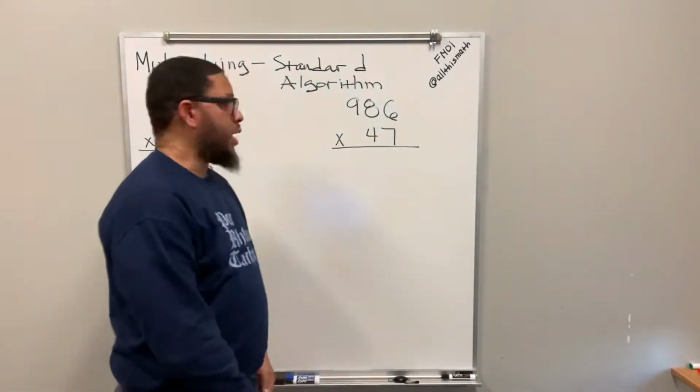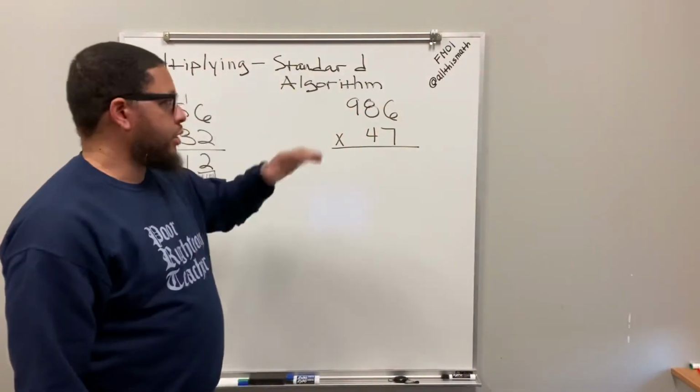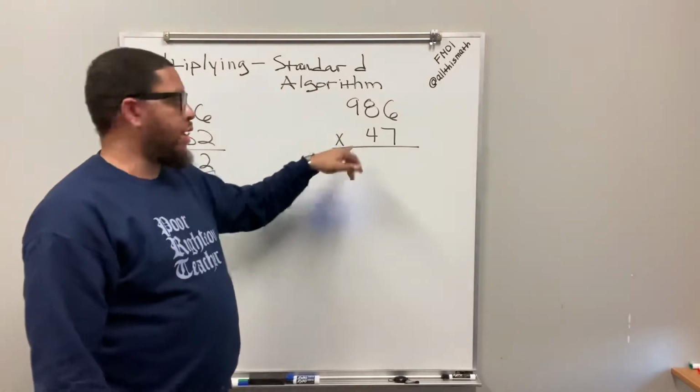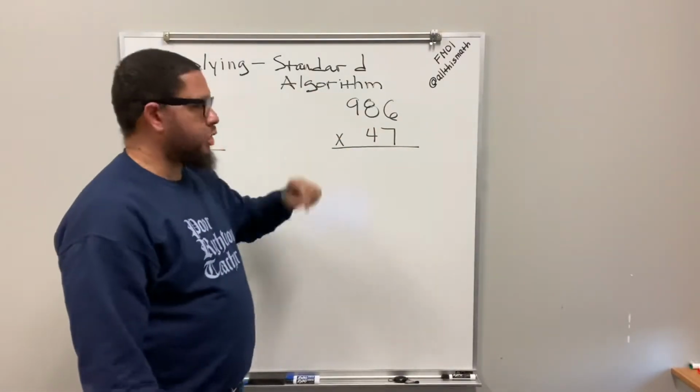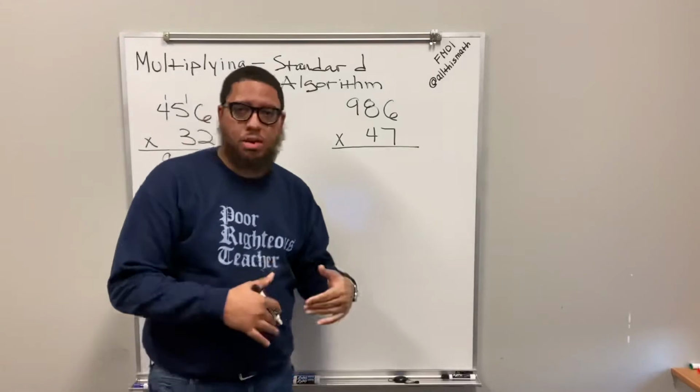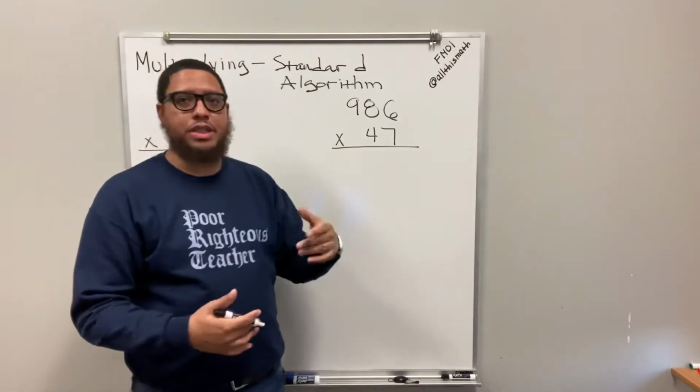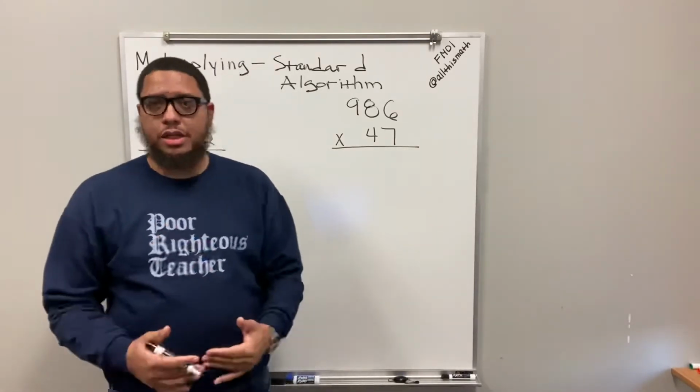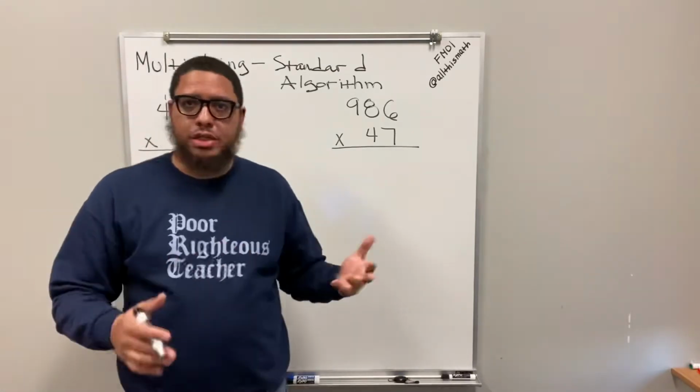Let's do another example. All right, we got time. Same setup, 3-digit number multiplied by a 2-digit number. I'm gonna do the same thing. Each digit in the bottom row gets multiplied by every digit in the top row.